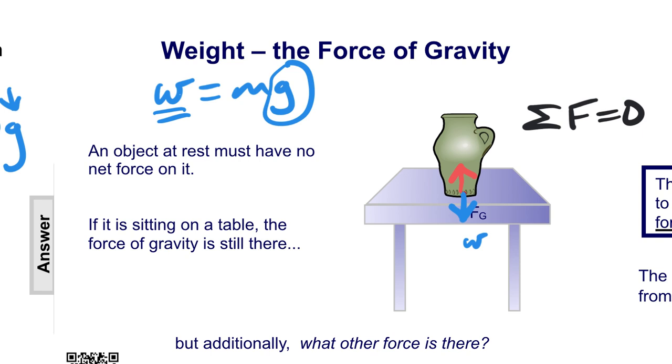Now it could be moving at constant speed and have a net force of zero. But this is just at rest. So remember, if net force equals zero, there's no net unbalanced external force acting on an object. It's either at rest or moving with constant speed. In this case, it is at rest. So what is that upward force?